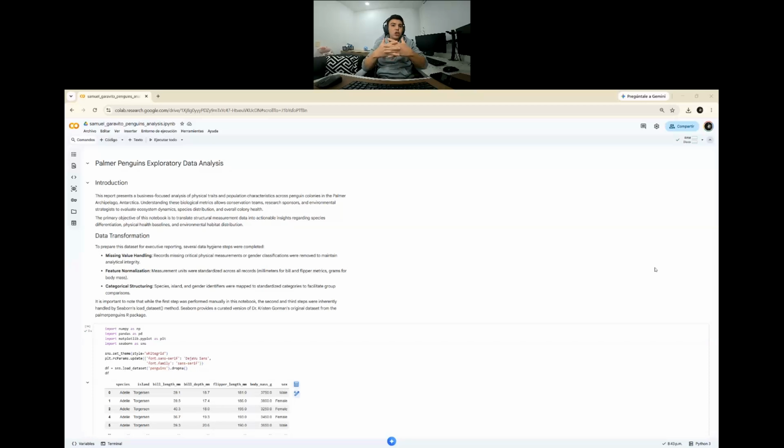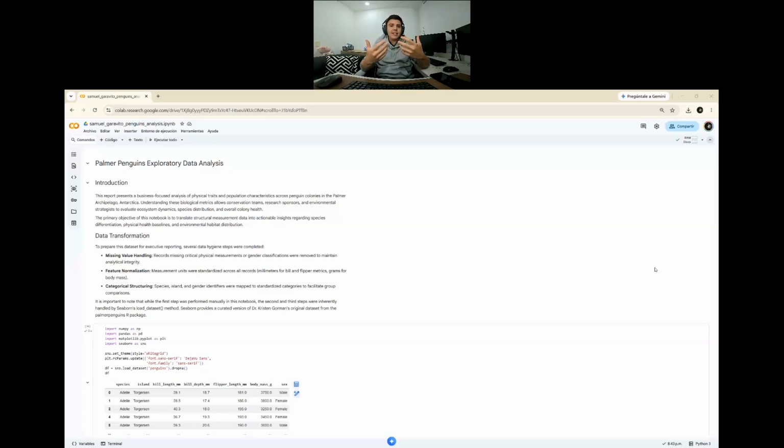Today we're having this session in order to expose to you our key findings about our exploratory data analysis of the penguins dataset provided by the data team. To give you a brief context, we were doing exploratory analysis of the physical traits and population characteristics across penguin colonies in the Palmer archipelago of Antarctica. We found 7 important characteristics of penguins: the species, the island, the bill depth, the bill length, the flipper length, body mass, and the sex.